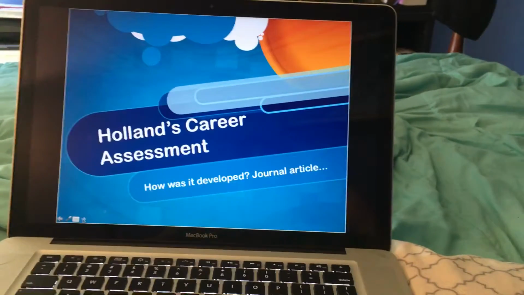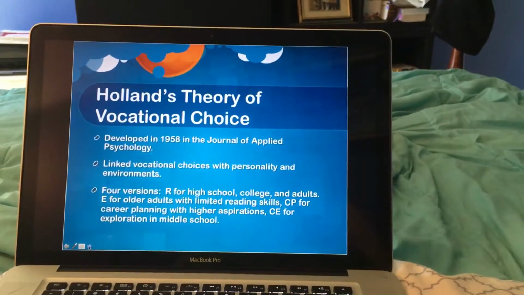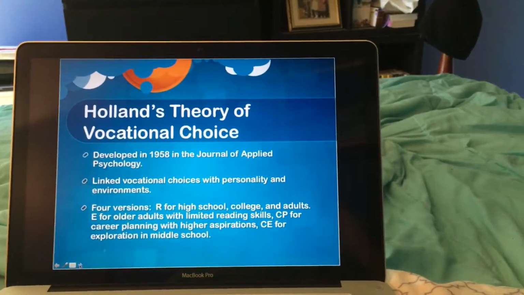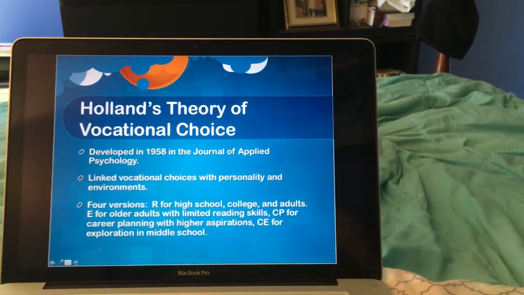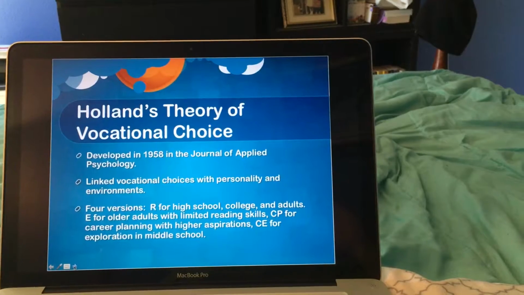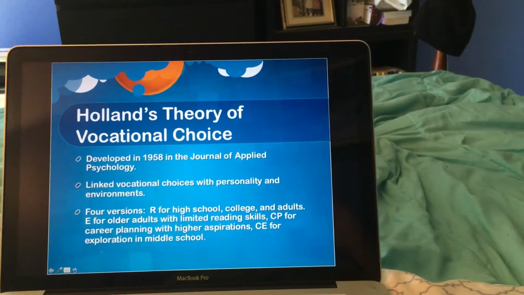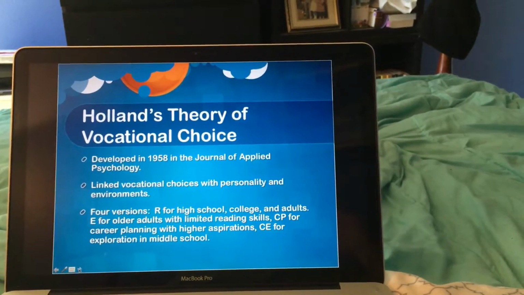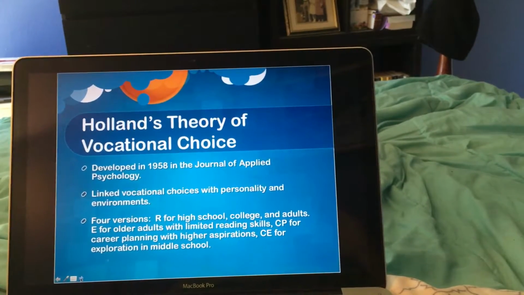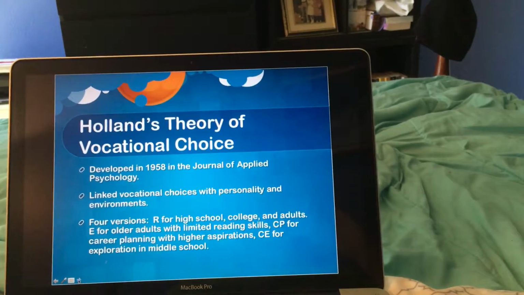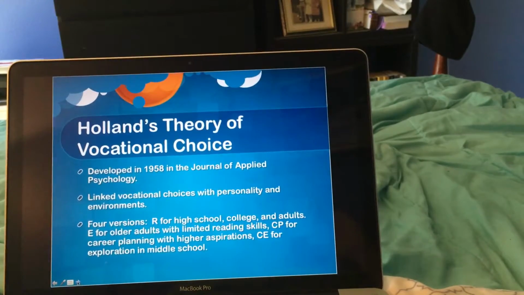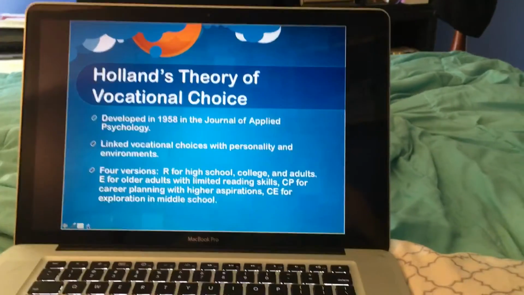How was this developed? Well, Holland's Code, or the Holland's occupational themes, refers to a theory of careers and vocational choices based on personality types, and the origin is traced back to an article in the Journal of Applied Psychology in 1958. It is a self-directed search. The original article was written in 1958, but it was solidified in a secondary article in 1959 with actual vocational choices in a second article by John Holland.